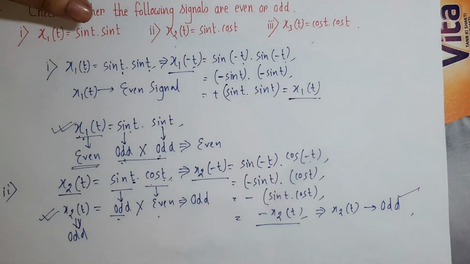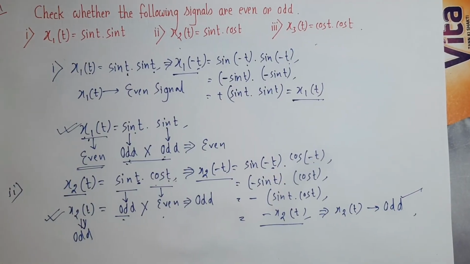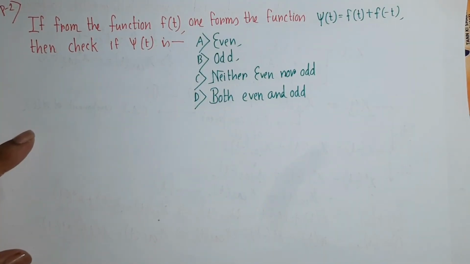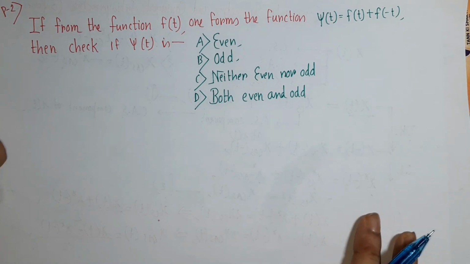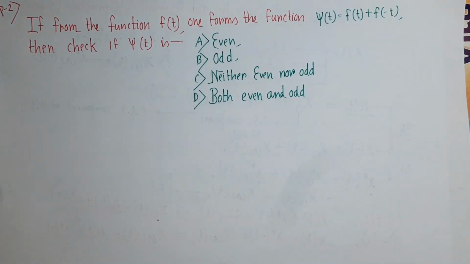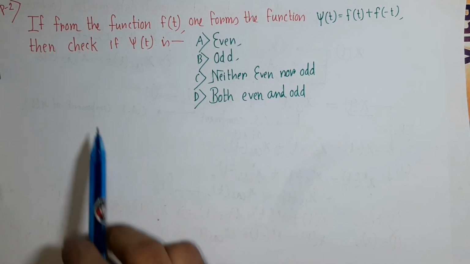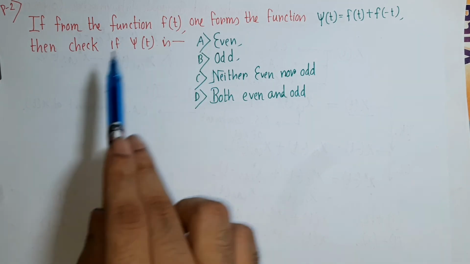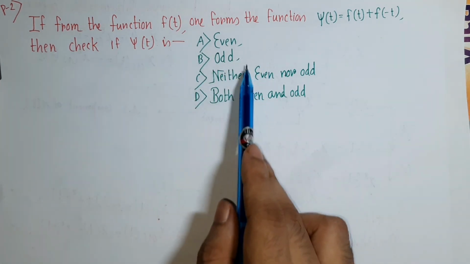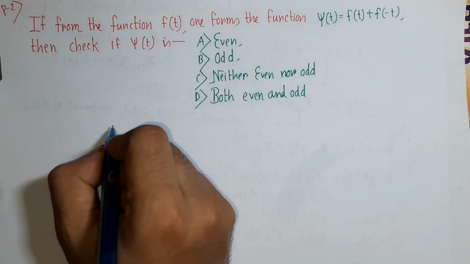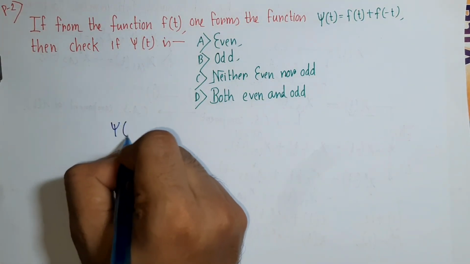Now let me take a new problem. This problem is very simple. I am taking this problem so that you can get flexible with the easier kind of problems before going to the comparatively tougher problems. The problem says, if from the function ft one forms the function psi t equal to ft plus f of minus t, then check if psi t is even, odd, neither even nor odd, or both even and odd. See, it's a very easy problem, but still I want to solve this.